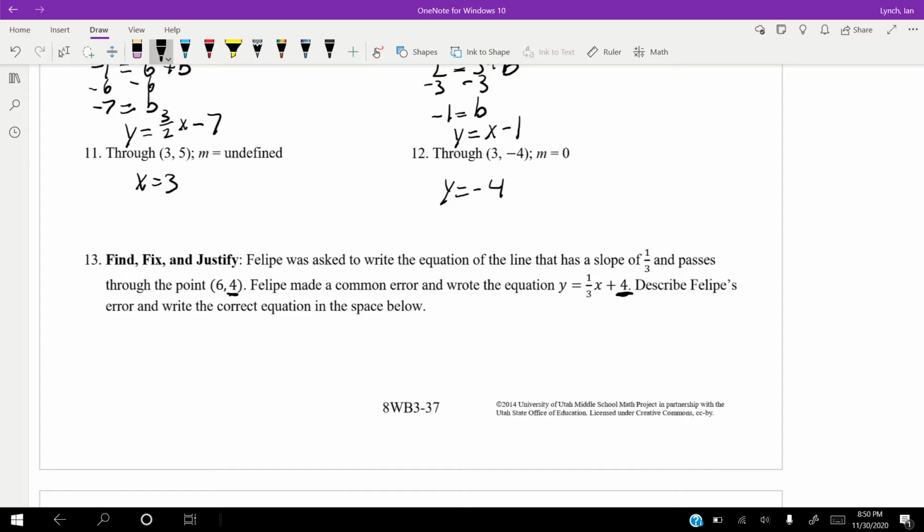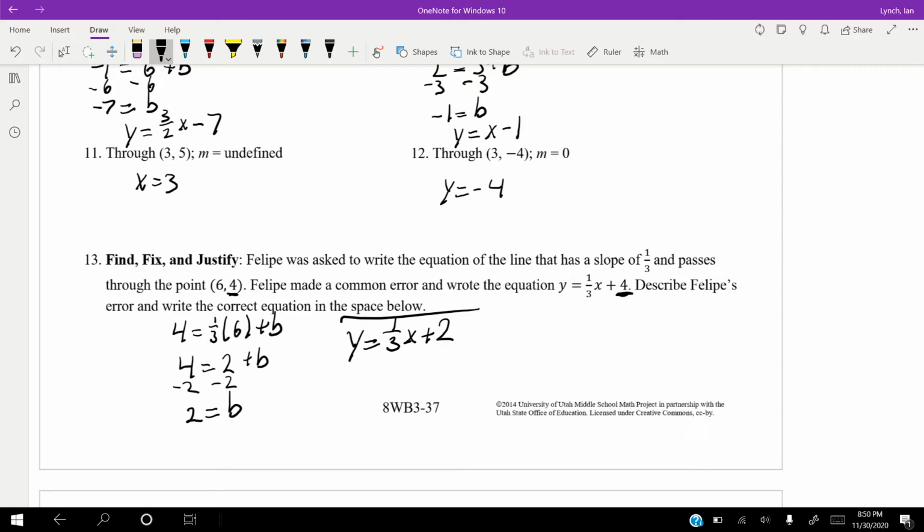So for the correct equation, we're going to say 4 is equal to 1/3 times 6 plus b. So 4 is equal to 1/3 of 6, which is 2, plus b. Subtract 2 from both sides so that we can get that b by itself. And we get 2 is equal to b. So our true equation is y equals 1/3 x plus 2.